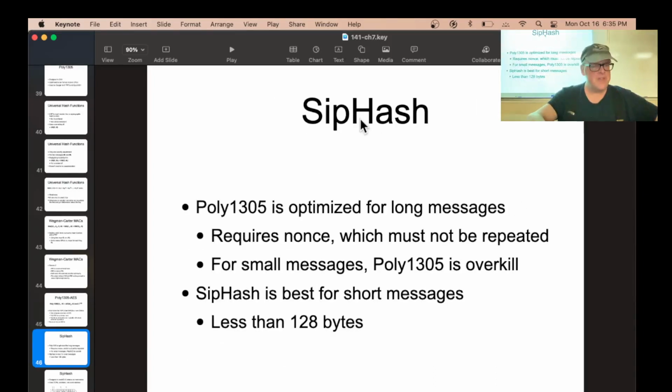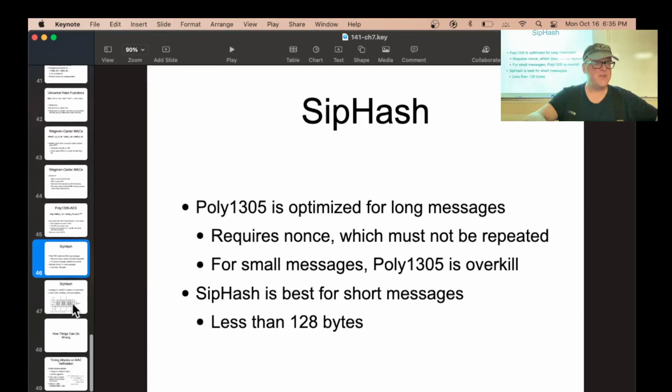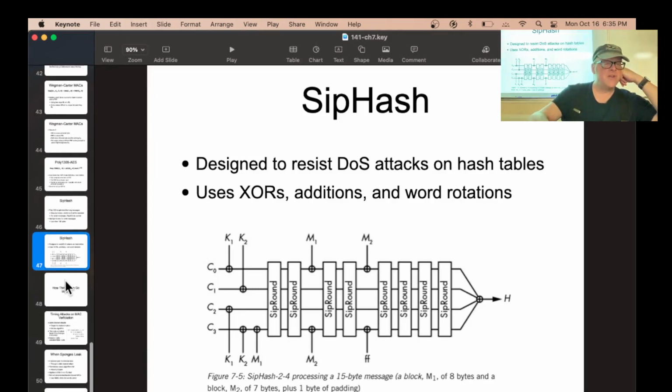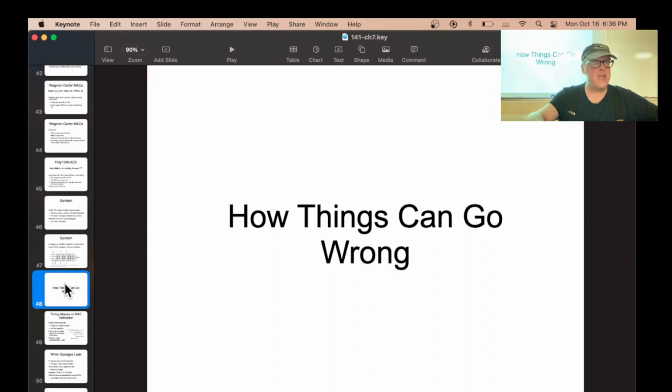There's another one called SipHash. Poly1305 is optimized for long messages. For small messages, you don't even need that. There's a simpler thing called SipHash, which you can use for short messages. And it just has a cycle like AES, has these various rounds of going through combining XORs, additions, and word rotations. So again, just a faster, more efficient hashing algorithm to be used just for message authentication tags.